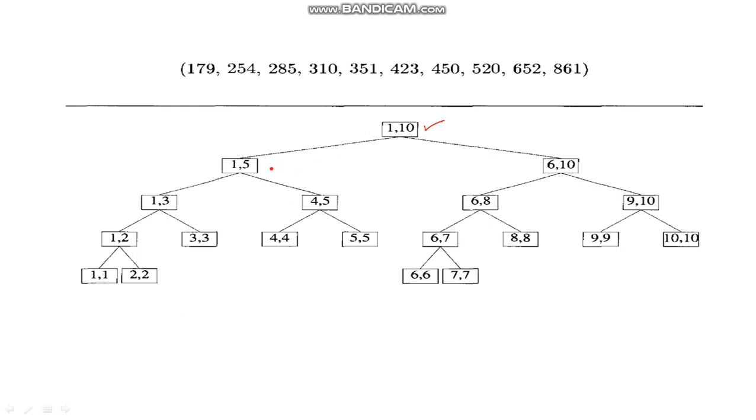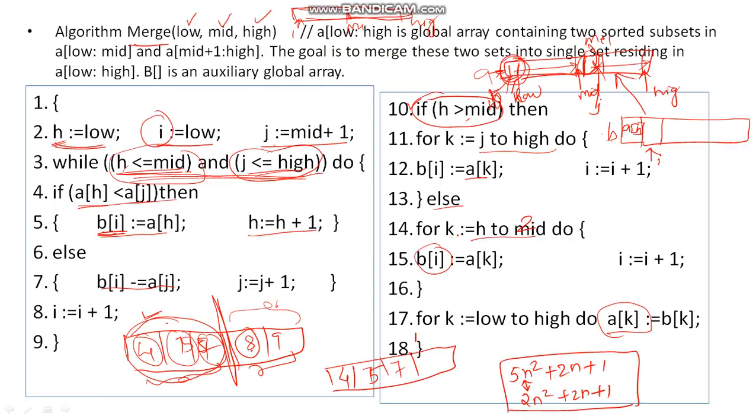1 to 10 is divided into 1 to 5 and 6 to 10. Then 1 to 5 is divided into 1 to 3 and 4 to 5. 1 to 3 is divided into 1 to 2 and 3 to 3. 4 to 5 is divided into 4 to 4 and 5 to 5, and similarly all the others are done. And this one is the reverse order.